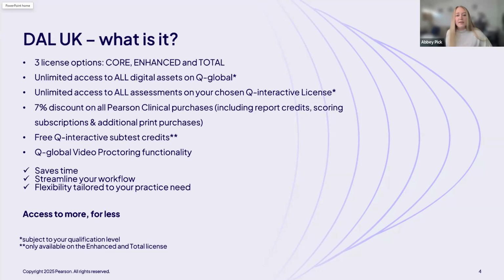Depending on your license type, either the enhanced license or the total license, you will also have unlimited access to all assessments on your chosen Q Interactive license, whether this is the standard license, education license, or speech and language license. Also included in your DAL license is a 7% discount on any Pearson clinical purchases, which includes any of your Q Global report credits, scoring subscriptions, Q Interactive subtest credits, or any print purchases. Another great thing with the DAL is that if you choose one of the license options that includes Q Interactive, you'll also get free Q Interactive subtest credits that are included in your license.